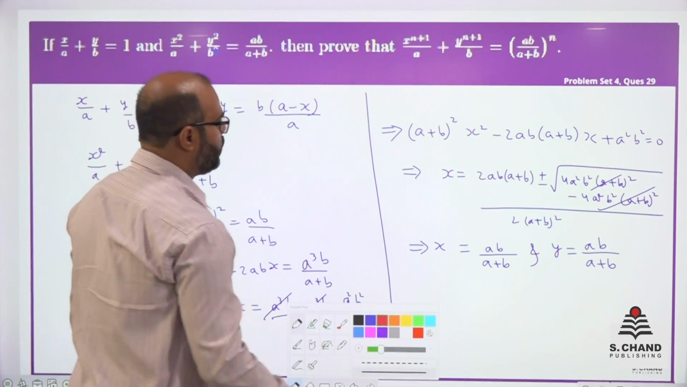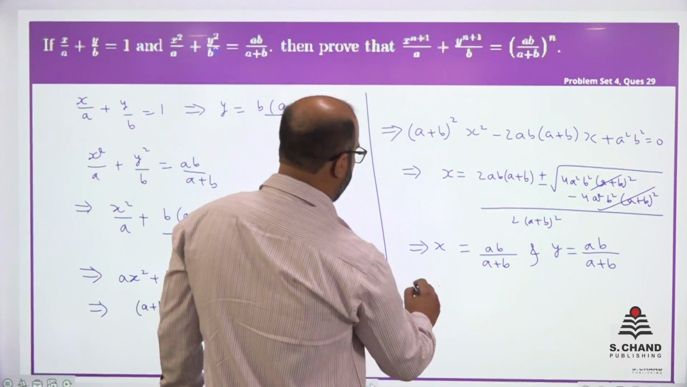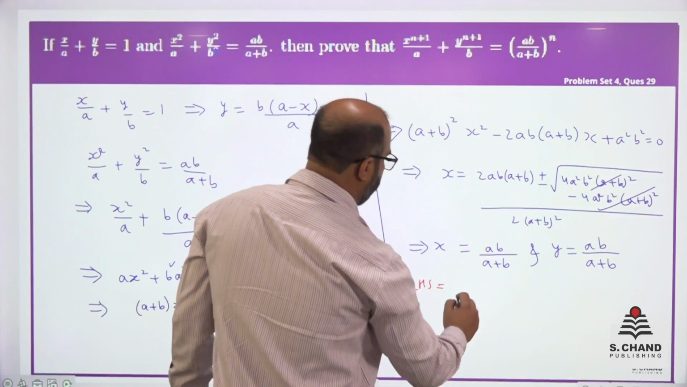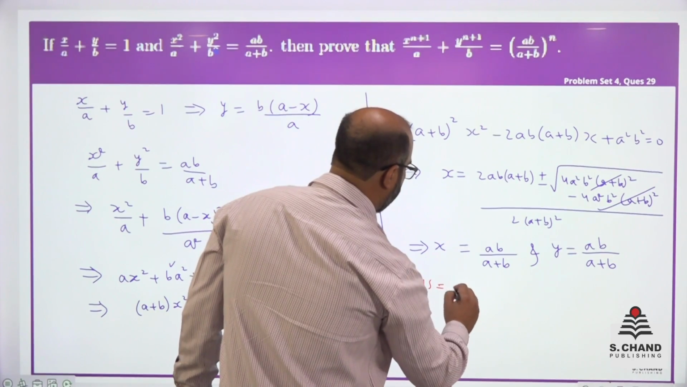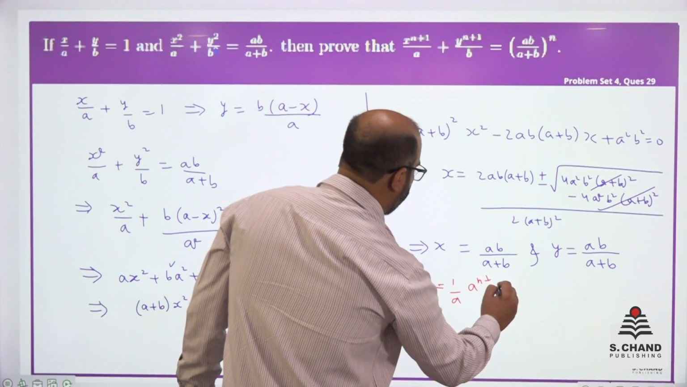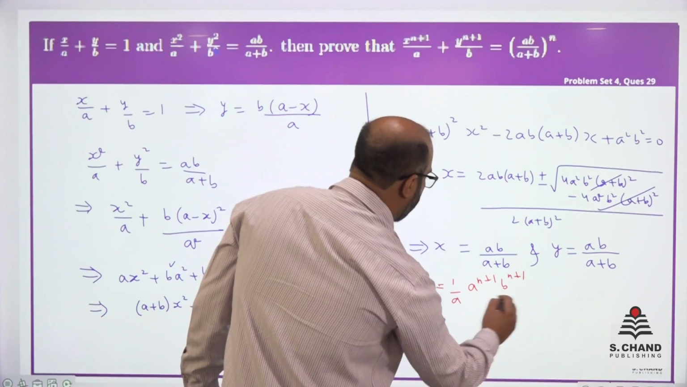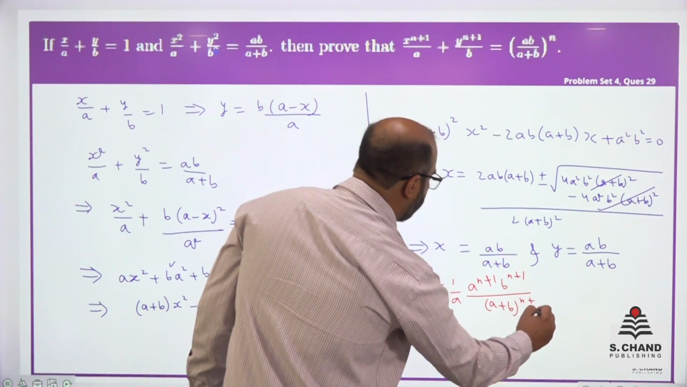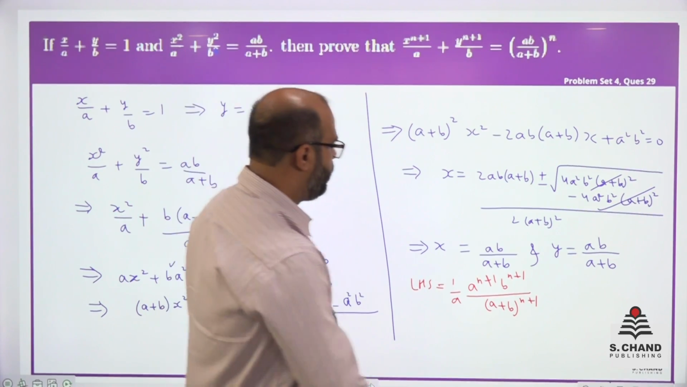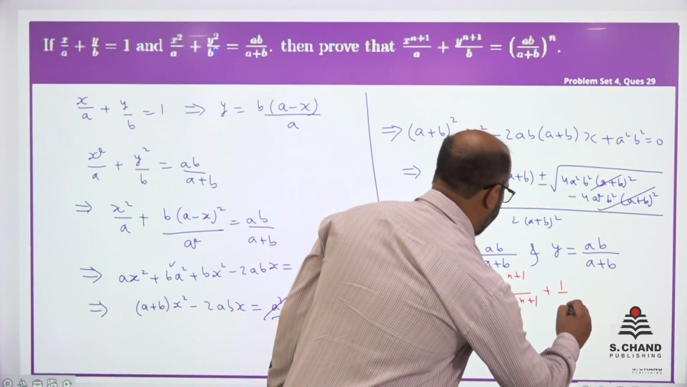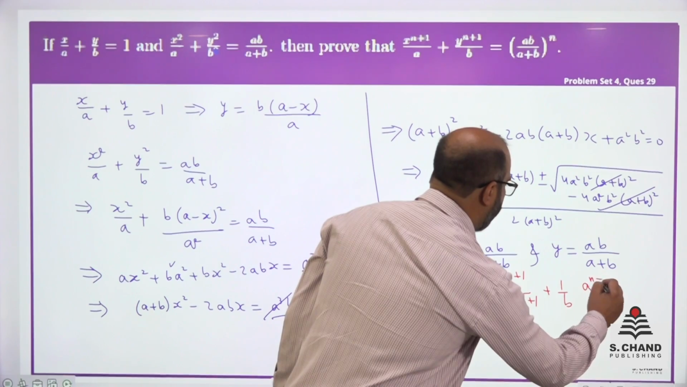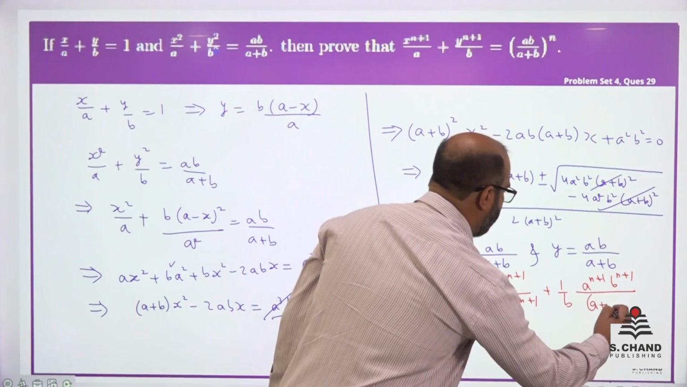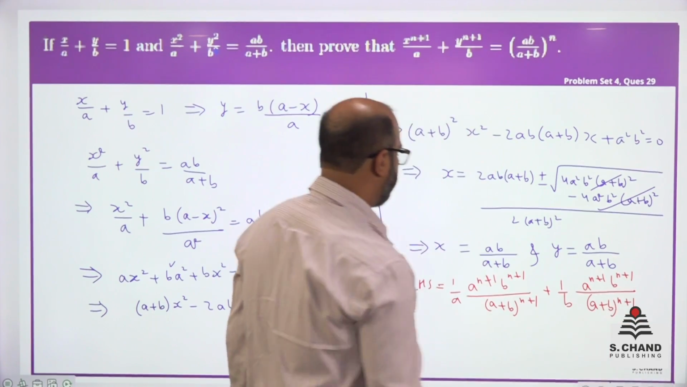When we see this, we put in the left hand side x to the power n plus 1. So this will be 1 by a to the power n plus 1, b to the power n plus 1 upon a plus b to the power n plus 1, and one more is y to the power n plus 1 by b. So 1 by b, a to the power n plus 1, b to the power n plus 1 by a plus b to the power n plus 1.